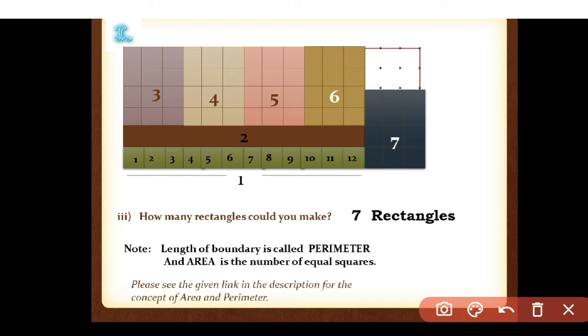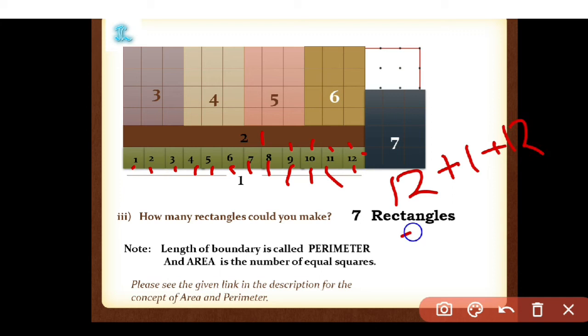Perimeter. Now let's see the first rectangle. The perimeter is 1, 2, 3, 4, 5, 6, 7, 8, 9, 10, 11, 12. 12 plus this side is how much? 1. Plus on top again, how many will be there? 12, plus again this side 1. So that will be 12 plus 12, 24, plus 1, 25, plus 1, 26. Understood how we got this? Yes. Similarly, the perimeter for the second will also be the same because it is like the first rectangle.